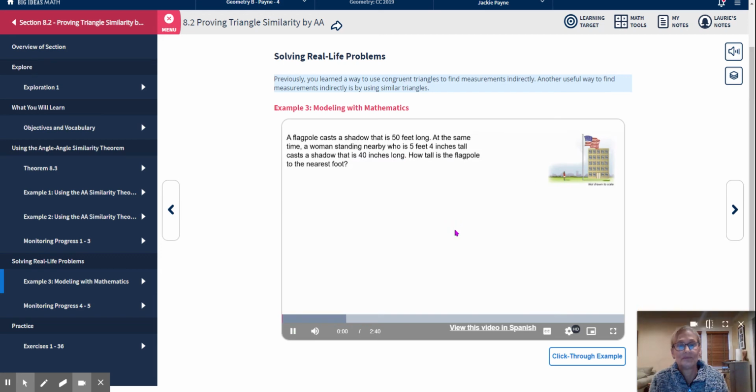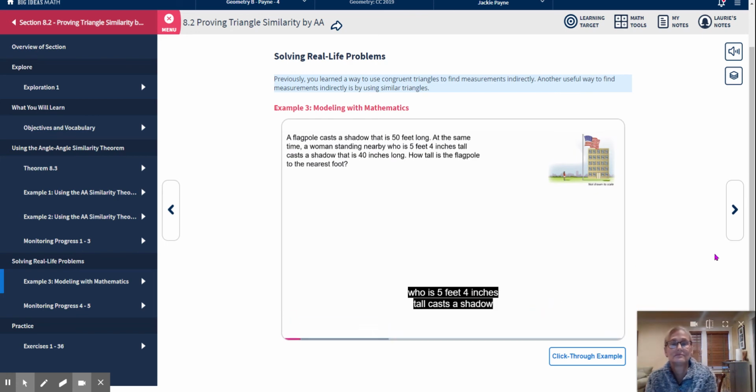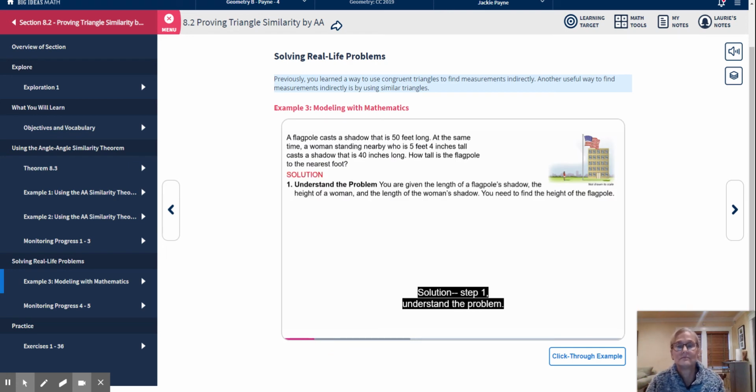And here we go. A flagpole casts a shadow that is 50 feet long. At the same time, a woman standing nearby who is 5 feet 4 inches tall casts a shadow that is 40 inches long. How tall is the flagpole to the nearest foot? Solution. Step 1. Understand the problem. You are given the length of a flagpole shadow, the height of a woman, and the length of the woman's shadow. You need to find the height of the flagpole.